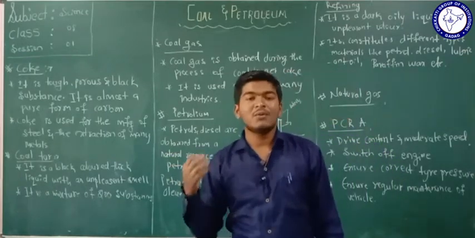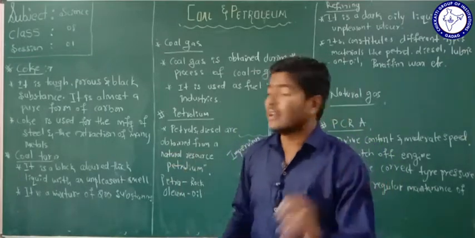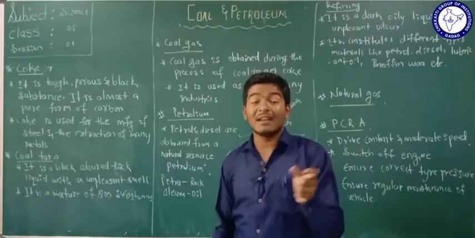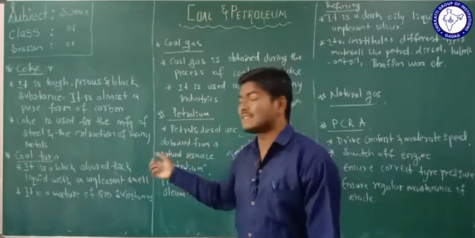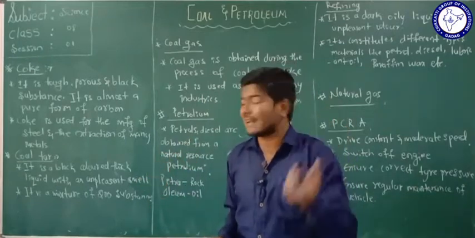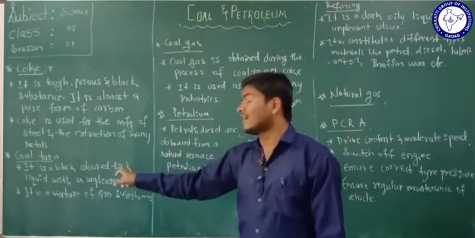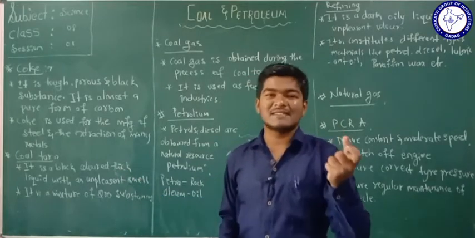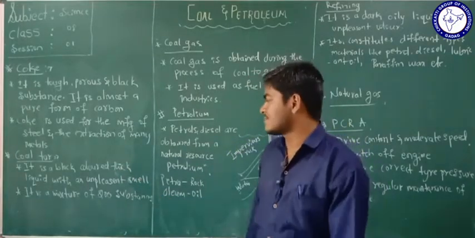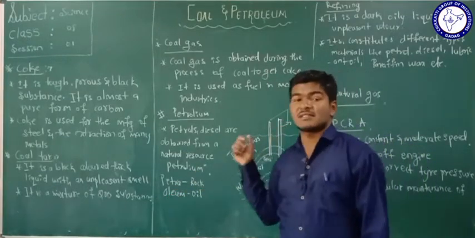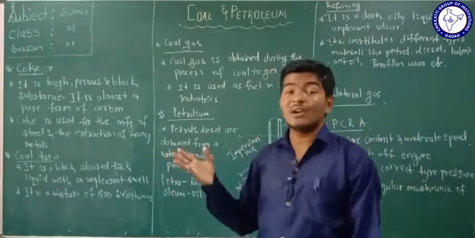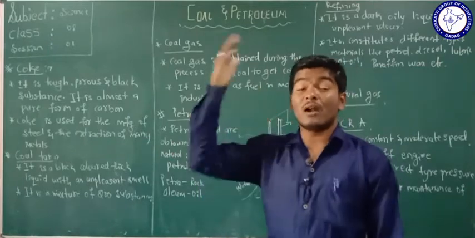Yes, you already have the experience. The coal tar is black in color and has an unpleasant smell, and it has a liquid-like structure. So it is a black colored thick liquid with an unpleasant smell. It is a mixture of about 200 substances. You have to remember here, this coal tar is a mixture of about 200 substances.